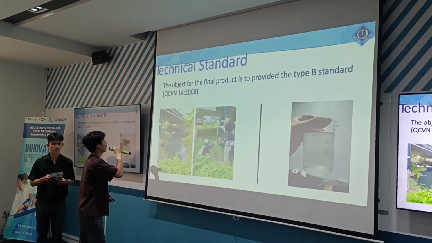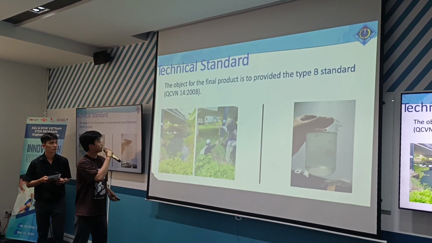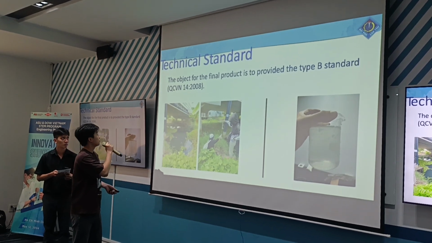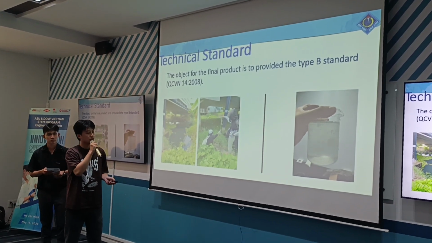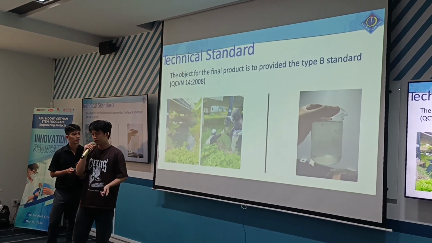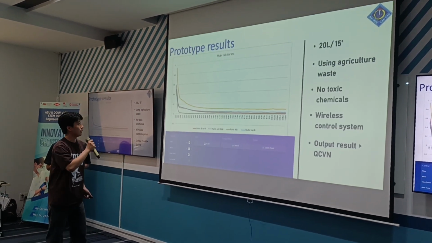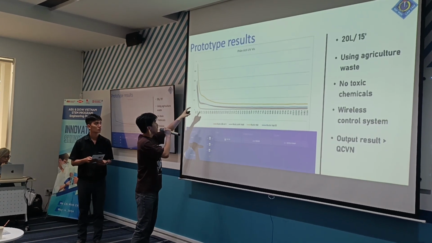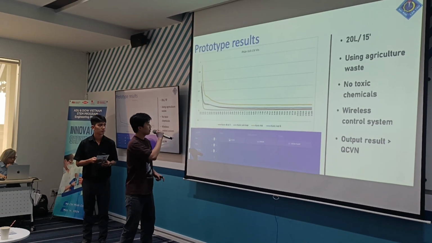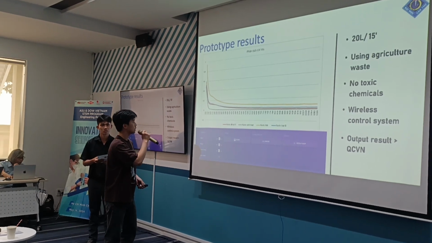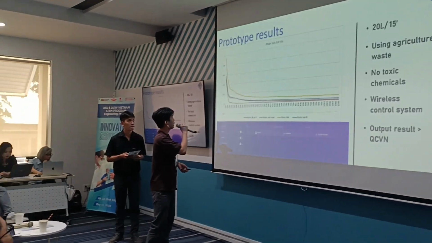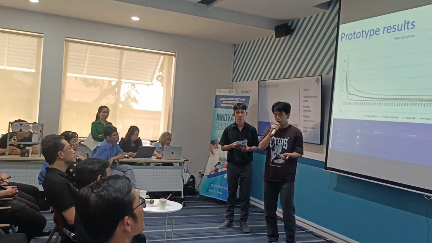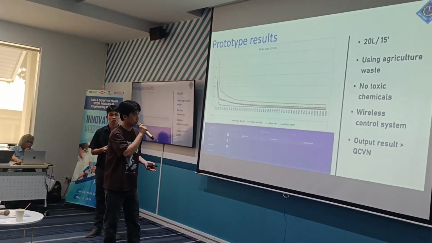Finally, the standard objective is for the output water to match the TCVN 14 and 2008. It's the Type B standards for urban water treatment. And for our prototype database and results, as you can see, the yellow line and the gray line are the two that illustrate the unprocessed water and the usage water. So water, clean water, almost clean.